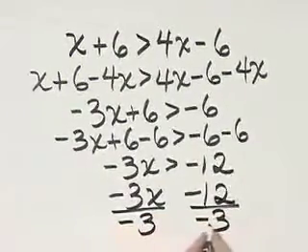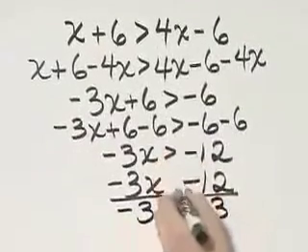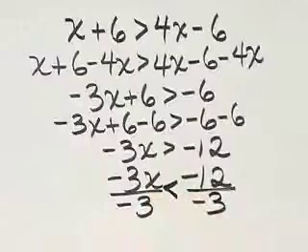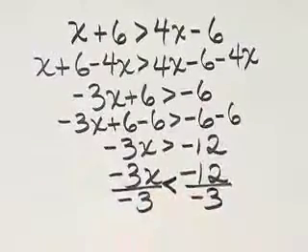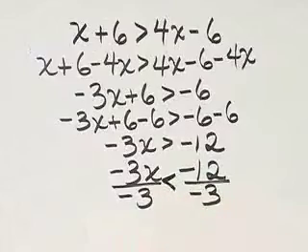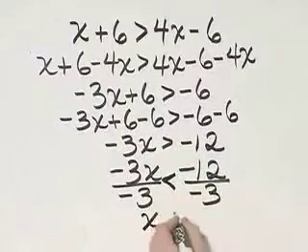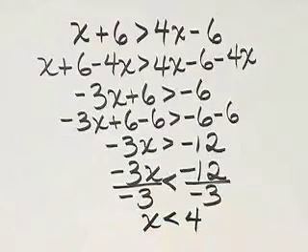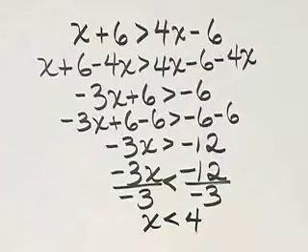Now when you divide by a negative number, don't forget the direction of your inequality changes. So notice I have made that change in the direction, and I have simply x is less than 4. And there is my inequality simplified.